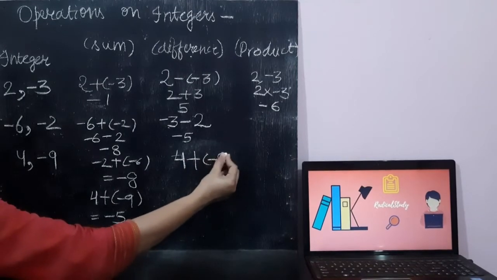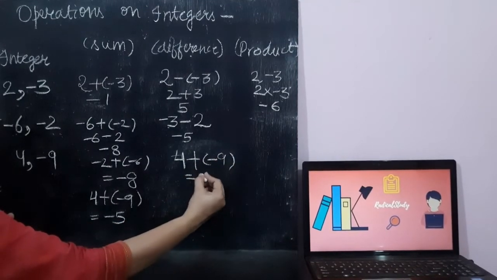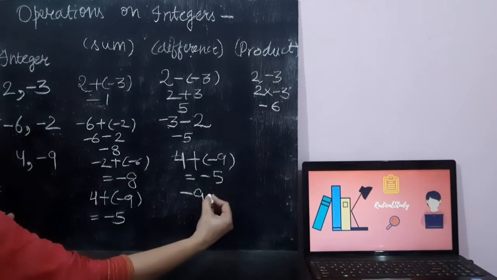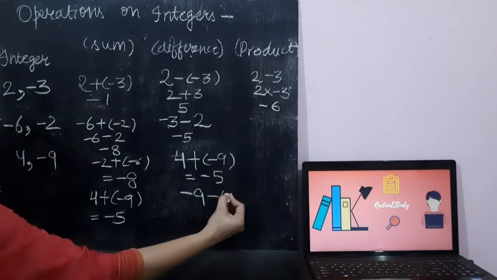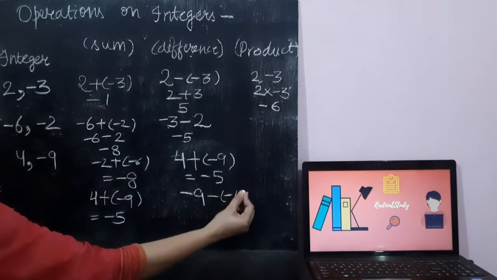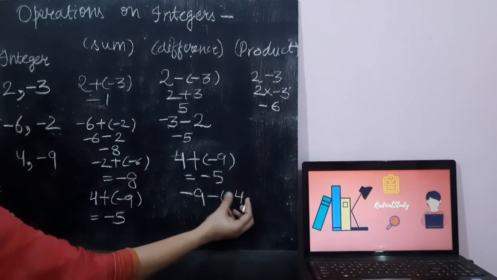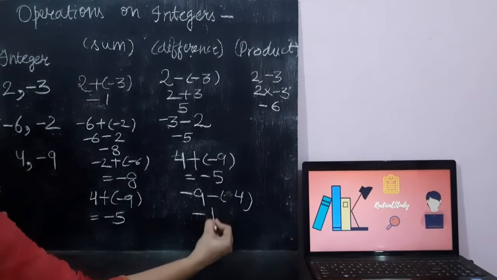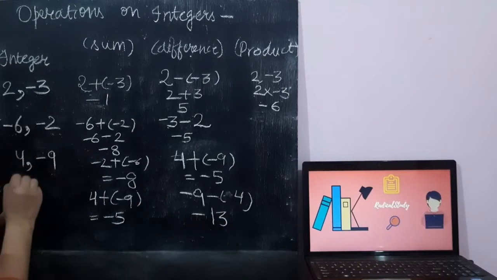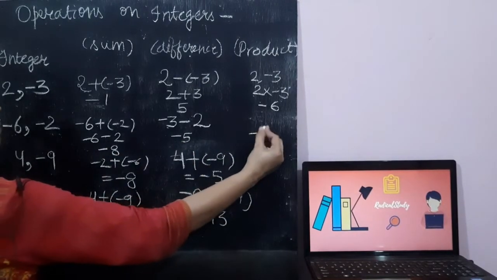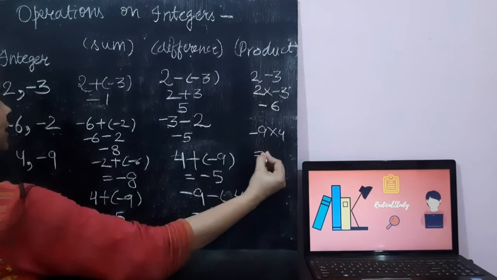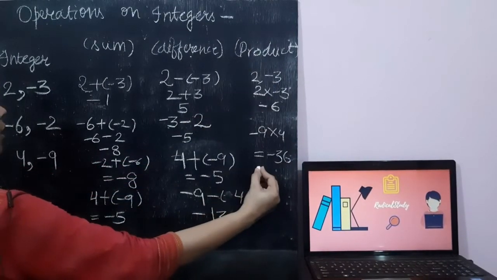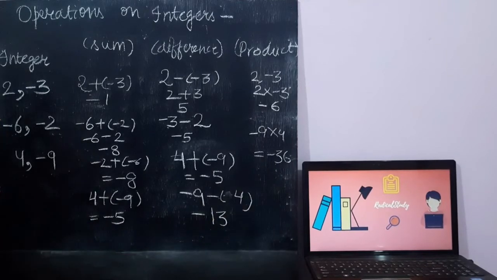So in both situations, the answer will be different. Here it is minus 5, but when the position is interchanged to minus 9 and 4, the answer will be different. Minus 9 minus 4 will be minus 13. Okay students, now when we multiply both the integers, minus 9 multiplied by 4 will be minus 36. And multiplication of integers is commutative, so the answer will be the same in both cases.